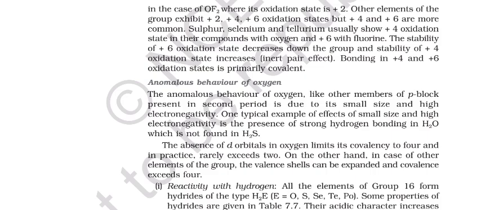Other elements of this group exhibit +2, +4, +6 oxidation states, but +4 and +6 are more common. Sulfur, selenium and tellurium usually show the +4 oxidation state in their compounds with oxygen and +6 with fluorine. The stability of the +6 oxidation state decreases down the group and the stability of the +4 oxidation state increases. Bonding in +4 and +6 oxidation states is primarily covalent.